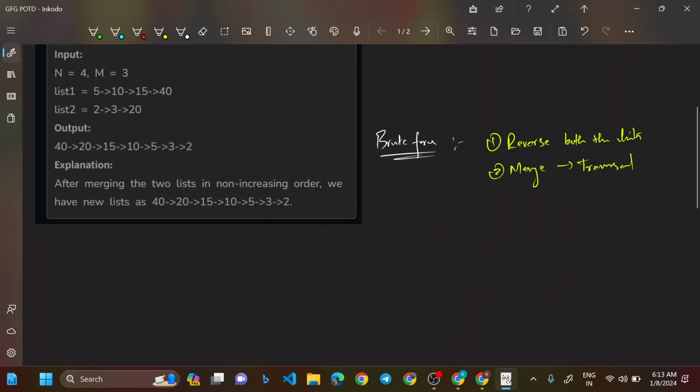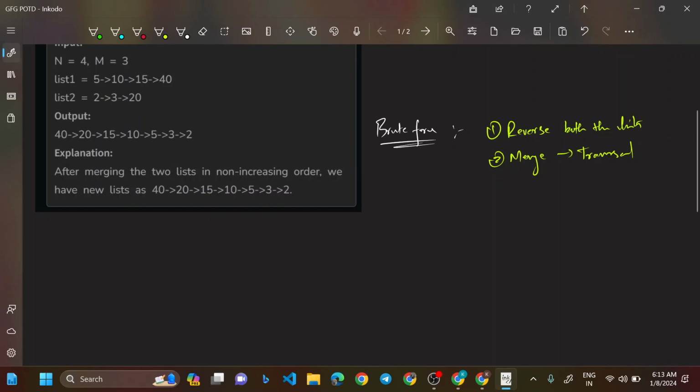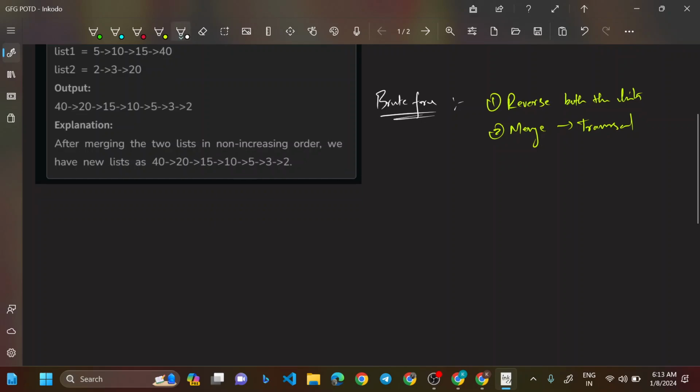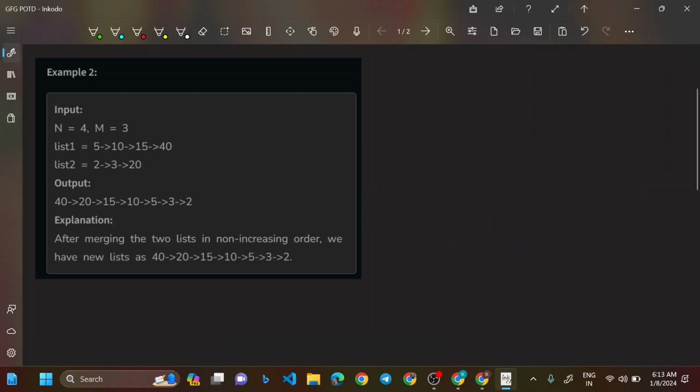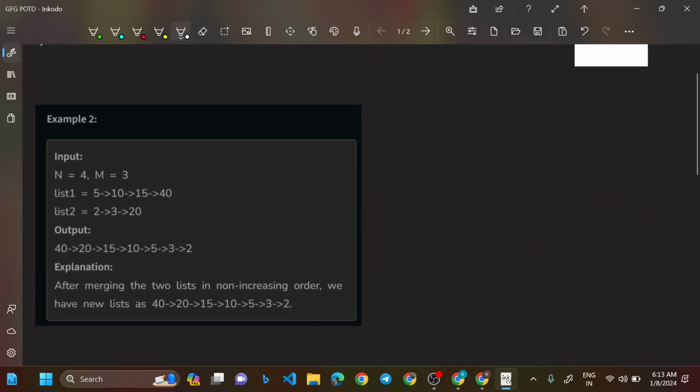So how are we going to do this? The only thing that we have right now is an empty list. This is the brute force. I hope you people have understood. Now let us start this. I'll just erase these as well. I hope you people have made a note of what is the brute force. I'll write the optimal now. What is the optimal approach?